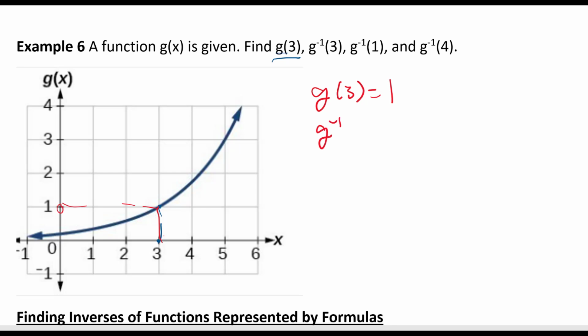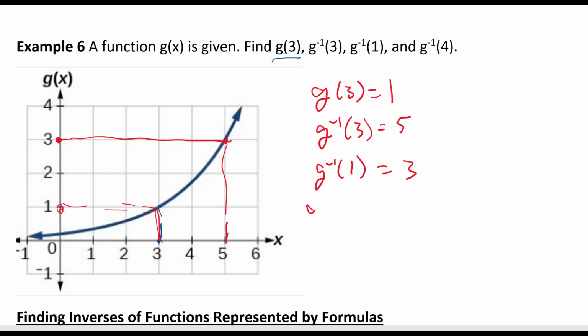Let's look at g inverse of 3. So we look at 3 as the output of g, which is the input of g inverse. So that comes to this value here, which correlates to 5. So g inverse of 3 is 5. Let's look at g inverse of 1. So here's 1. That leads to 3.